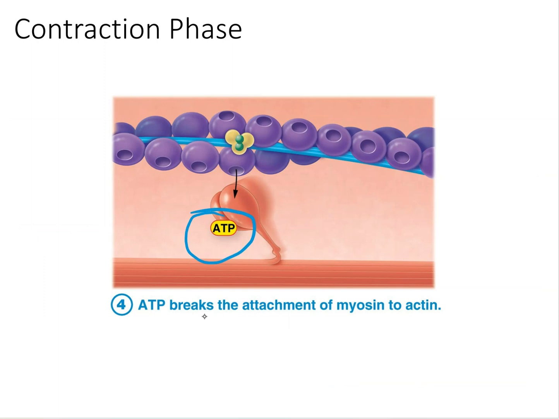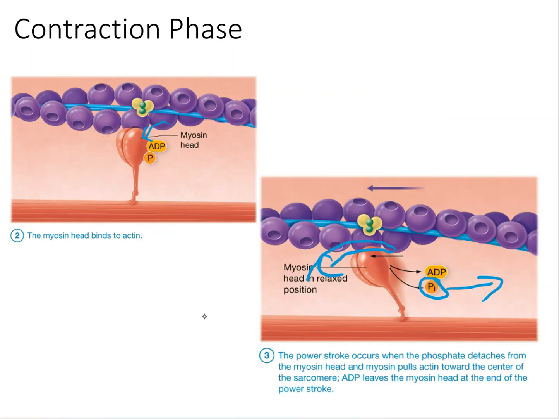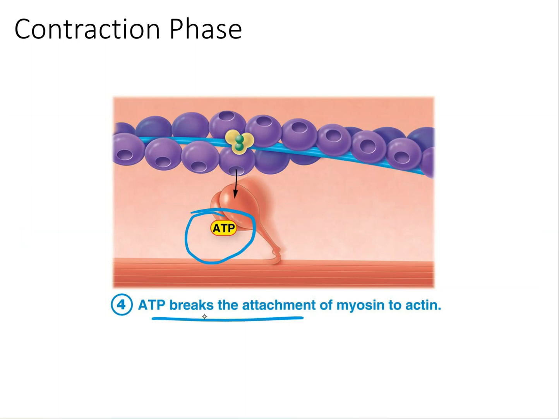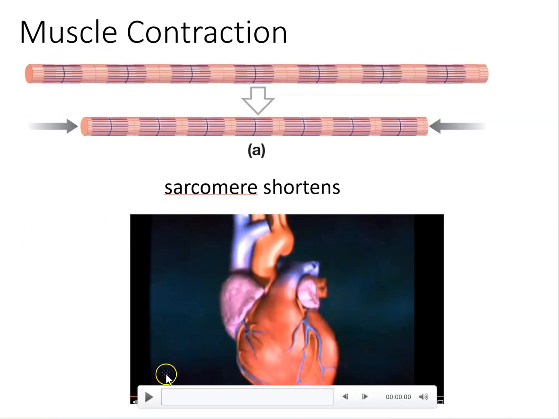The second time we need ATP is to break the attachment. We need it to let go of actin. So you have this cocking and grabbing. You have the power stroke where it swivels or pulls, and then you have the release. And when that happens, you get your whole sarcomere shortening.